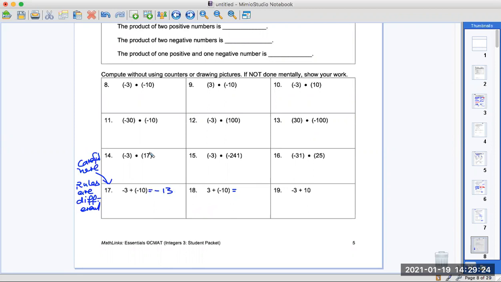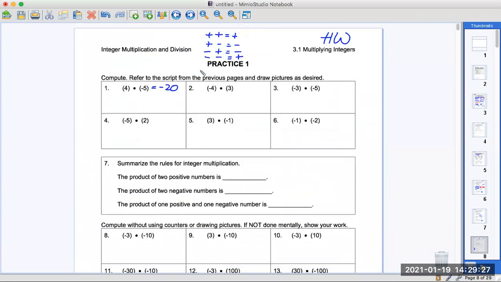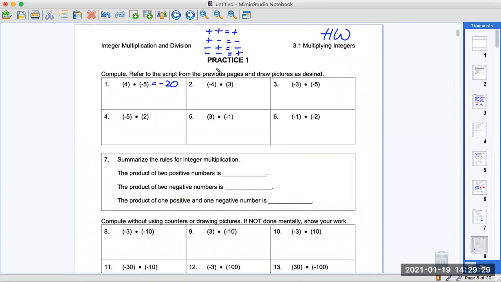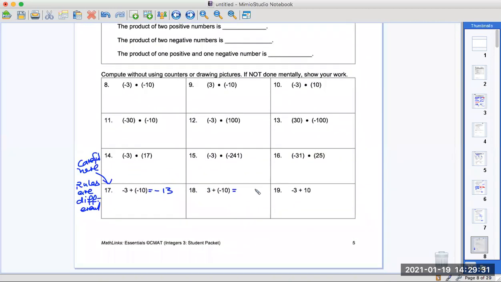Okay, so your homework page is this, and I think that's already it for this lesson, pretty short, and I'll see you in class.